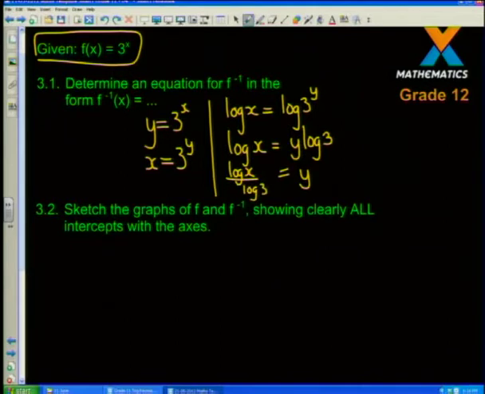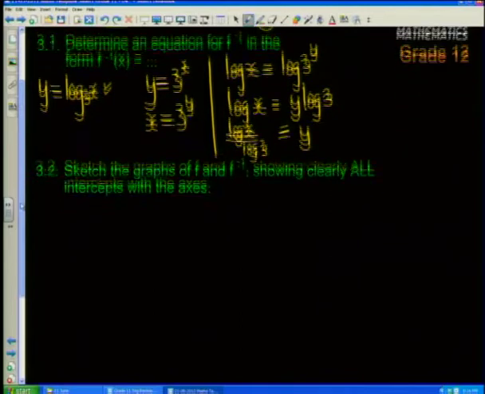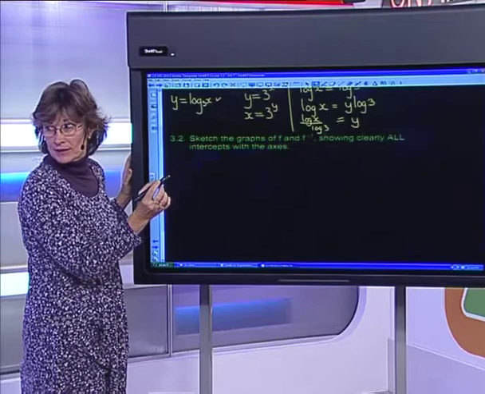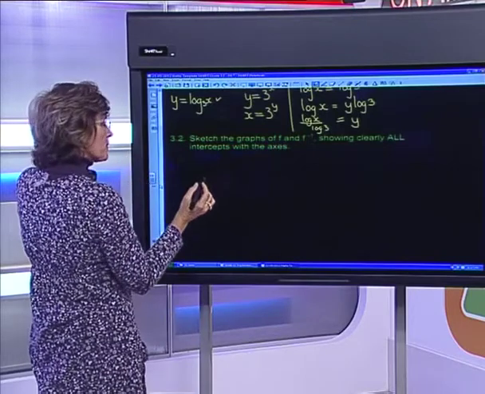Okay? Now, some of you would have been able to go straight to the answer that the inverse is log to the base 3 of x, and that would have been absolutely cool, and you would have got your 2 marks. No problem. Right, next question. Anybody moaning that I'm going too quick? No. Okay, so I can keep up the pace.